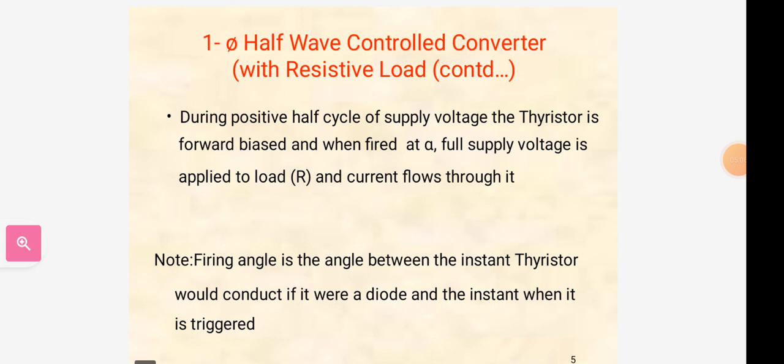During the positive half cycle of the supply voltage, the thyristor is forward biased, and when fired at alpha, full supply voltage is applied to the load R, and current flows through it. Note, the firing angle is the angle between the instant the thyristor would conduct if it were a diode and the instant when it is triggered.